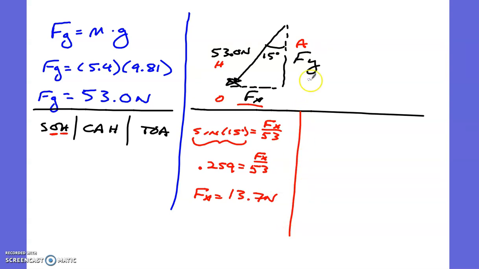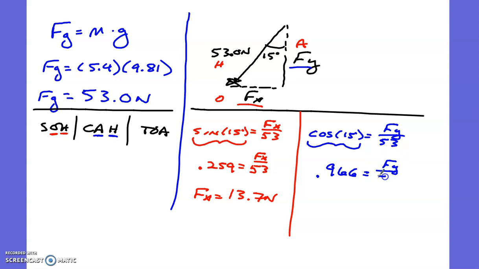Now we're going to get the y component. And to get the y component, that's the adjacent side. We know the hypotenuse is 53. So we're going to use a cosine. Cosine of 15 is the adjacent, which is f sub y, over the hypotenuse, which is 53. Remember that the cosine of 15 simply represents a number. You either look it up or type it into your calculator. It is 0.966. That's f sub y over 53. Multiply each side by 53, and you get that the y component is 51.2 newtons.